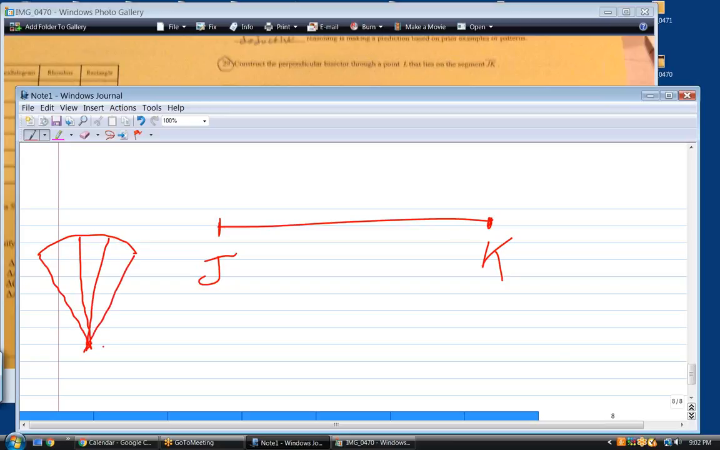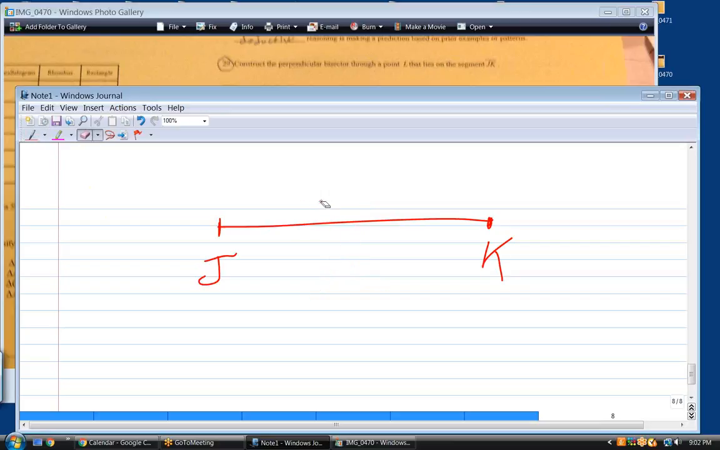So what it really is, is a way to measure this distance. That's what a compass does. Okay? So make the separation between your pencil and your needle be greater than half the length of this line. If I make it less than half, I'm going to draw an arc and it's going to look like that.